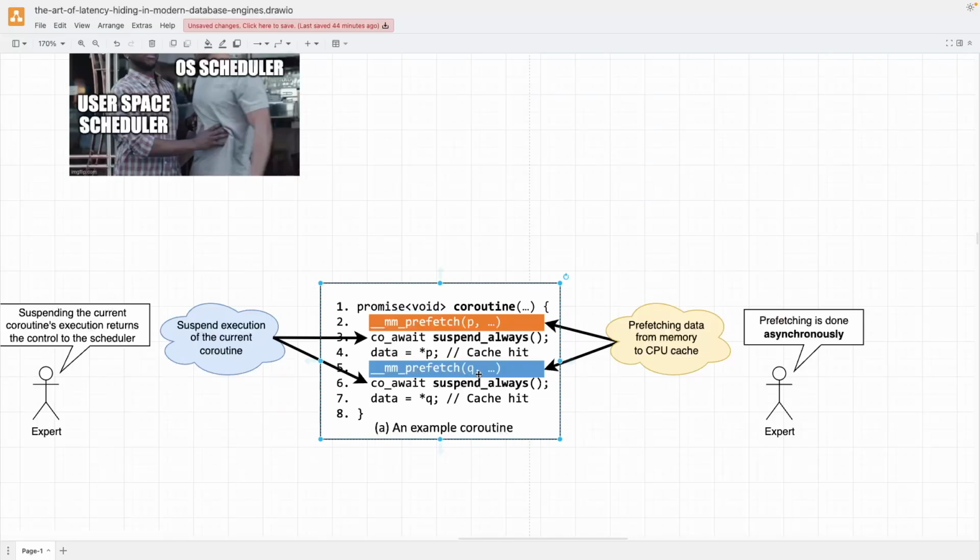Similarly, for the piece of information that is at address Q, call the prefetch to get the data from your memory to your CPU cache.